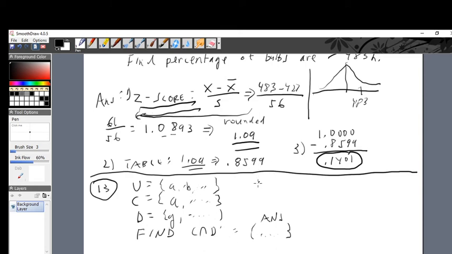So go to exam 1, review A, problem 1, and you'll see a problem like this. Okay, so that's problem number 13 taken care of.